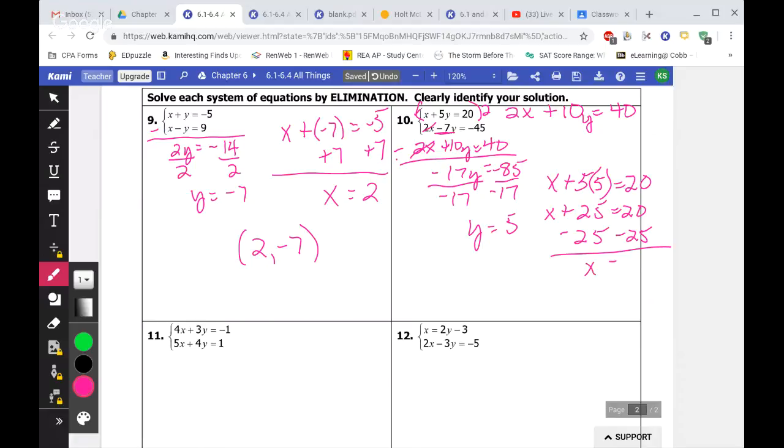Subtract 25 from both sides, and you get -5. So if we were to graph these two equations, the place at which they would intersect is -5, 5. Okay, any other questions?